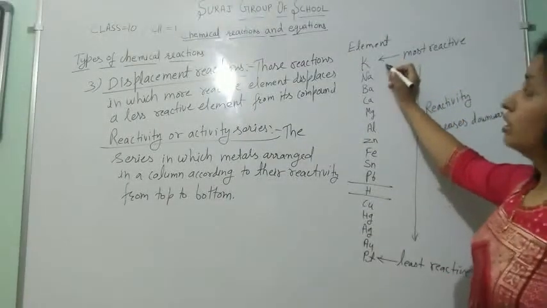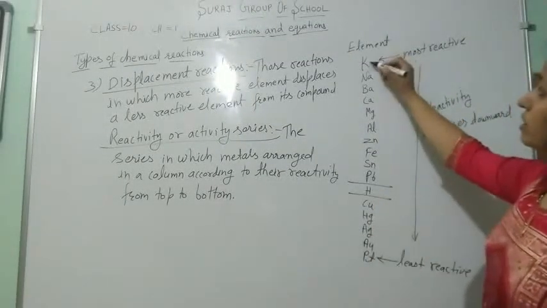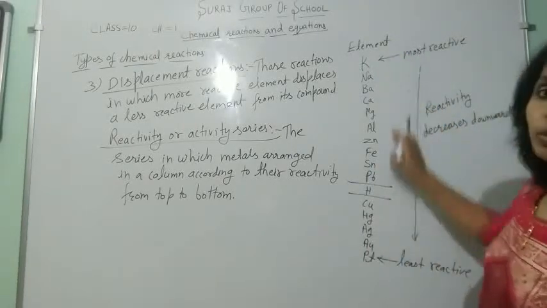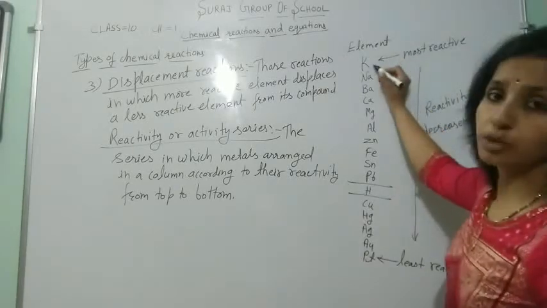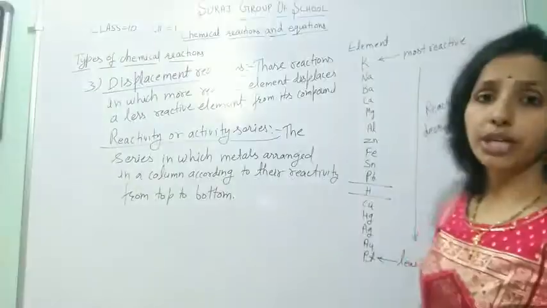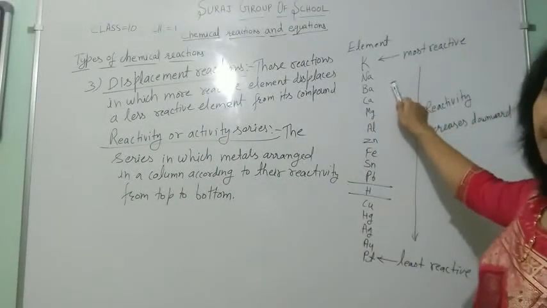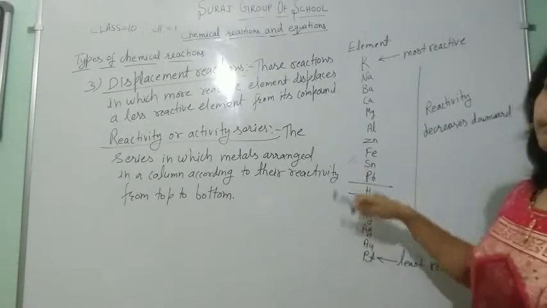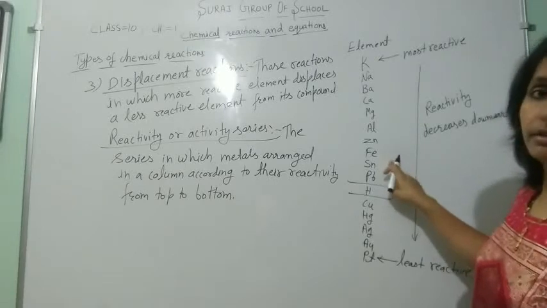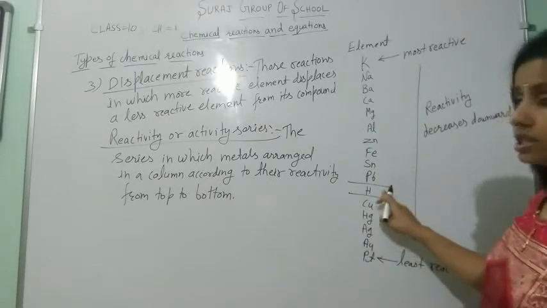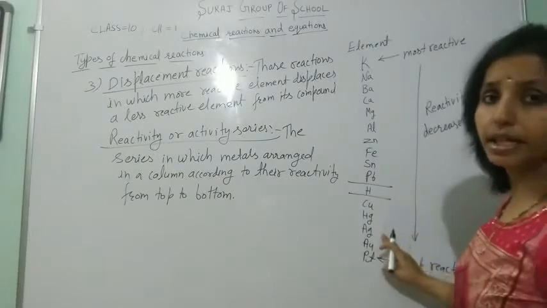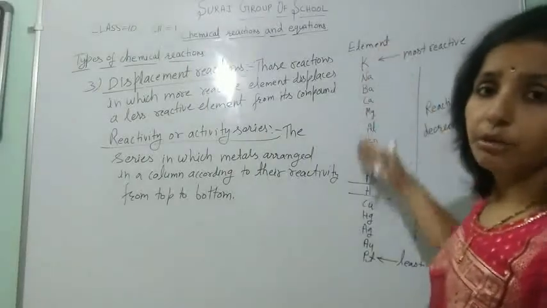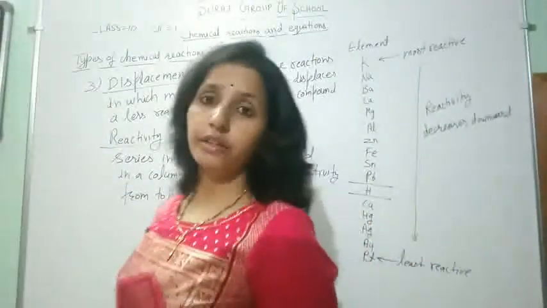Now we can understand it better. These are elements which are placed in a vertical column from top to bottom. The first element is potassium. Second one is sodium, barium, calcium, magnesium, aluminium, zinc, iron, tin, lead. Then hydrogen, copper, mercury, silver, gold. Last one is platinum. These elements are placed according to their reactivity.